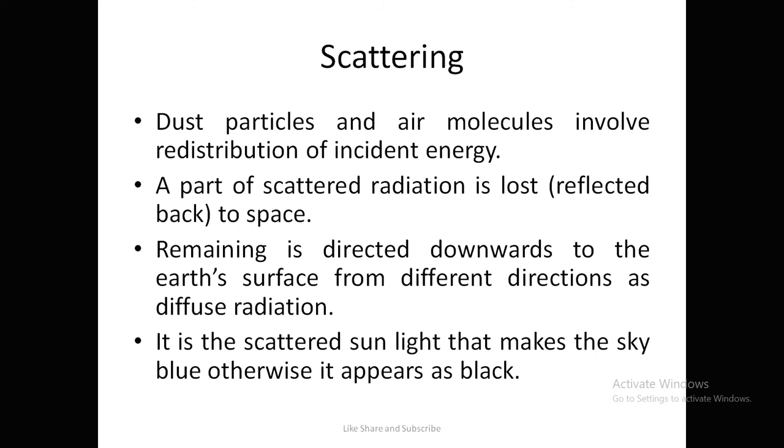It is the scattered sunlight that makes the sky blue, otherwise it would appear black. Very good. So the reason behind the sky being blue in color is the scattered light. If there were no scattering, the sky would have appeared black, not blue.